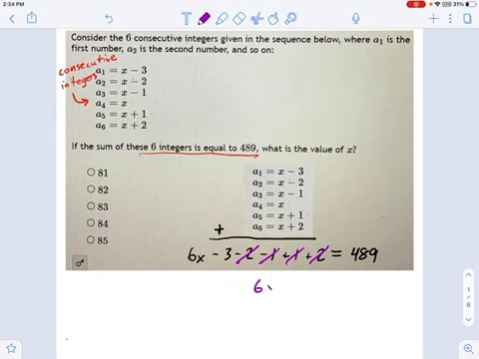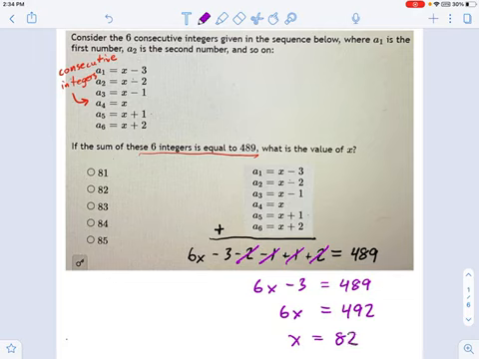So what do we get? 6x minus 3 equals 489. And that is very solvable. We've done things like this before. So let's say we're going to add 3 to each side, and I get 492. And dividing that by 6, I am not doing it in my head. 492 divided by 6. Okay, so we get x equals 82.